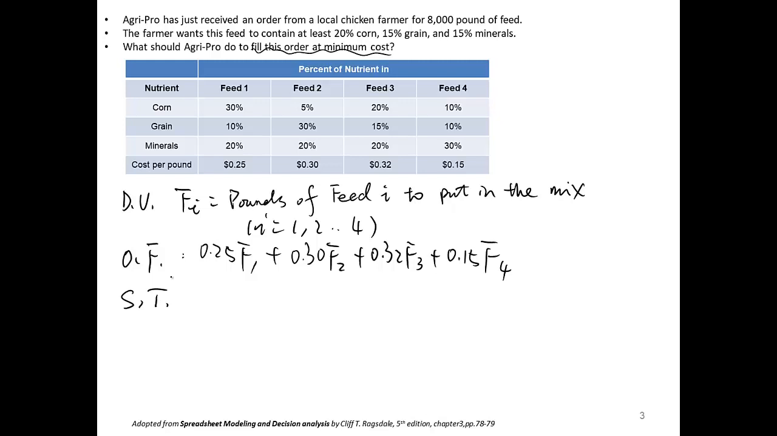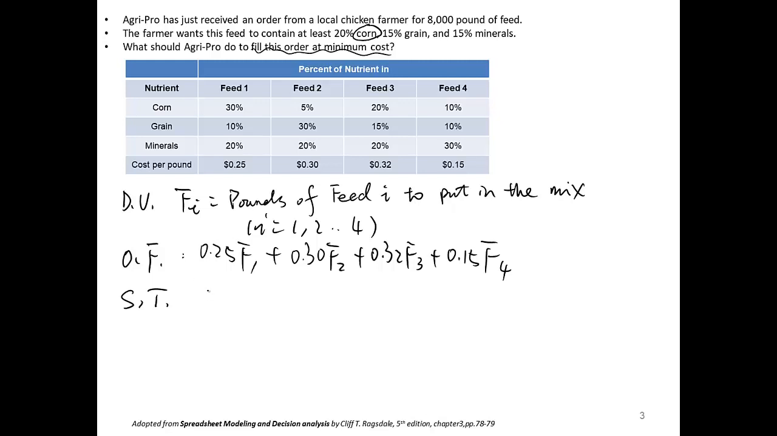Subject to the constraints. There's one group of constraints that is very obvious, because it said they want this feed to contain at least 20% corn, 15% grain, and 15% minerals. So for each of those ingredients, we can have just one constraint, right? Okay, so let's do the corn first. For the corn, feed 1 contains 30% of it. So 30% of F1 will be the amount of corn you brought in from the first feed.